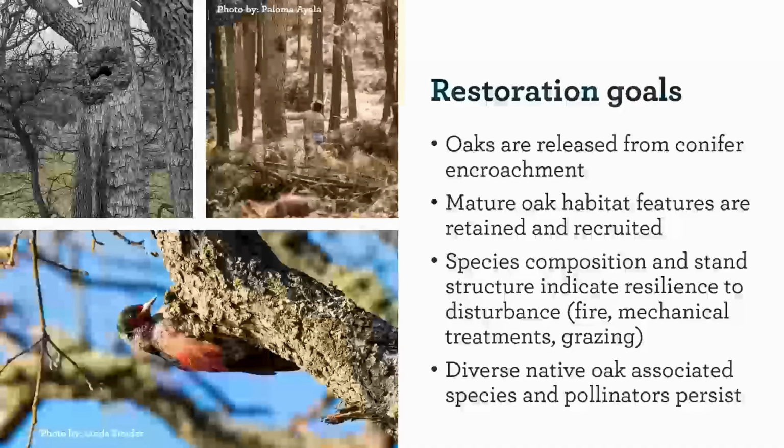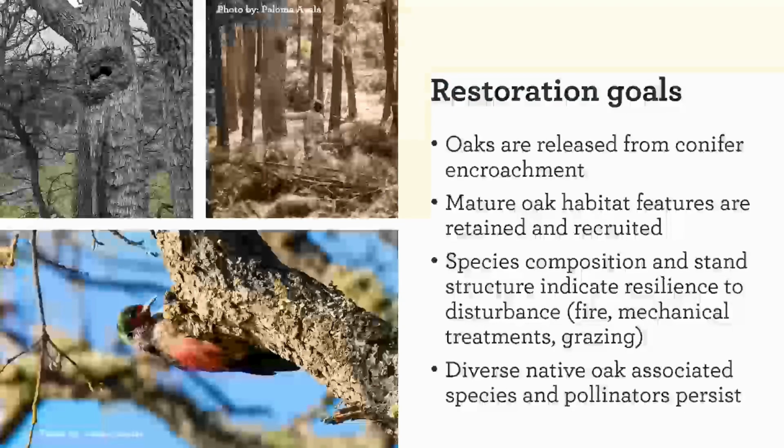If you go to our resource library, it is within there. The bulk of the monitoring plan focuses on our approach, where we describe the limiting factors our restoration approaches must address to make progress toward desired ecological outcomes. The 4 ecological outcomes are that oaks are released from conifer encroachment, mature oak habitat features are retained and recruited, species composition and stand structure indicate resilience to disturbance, and diverse native oak-associated species and pollinators persist. The plan also goes into detail on specific monitoring questions, objectives, metrics, sampling frequency, and sample design that will inform on treatment effectiveness.